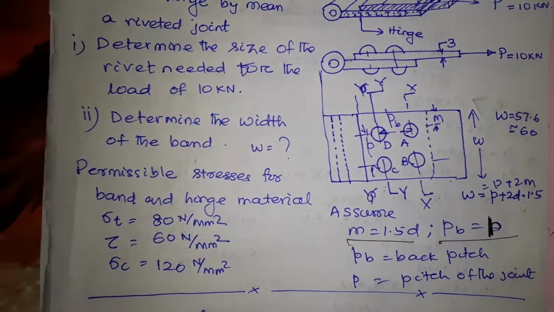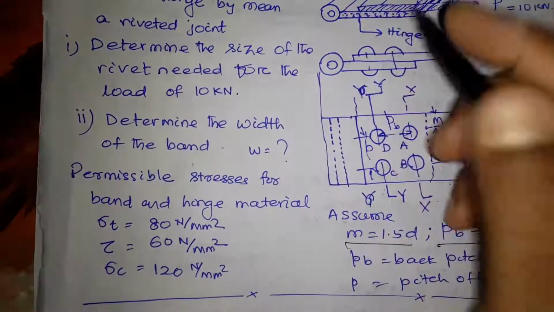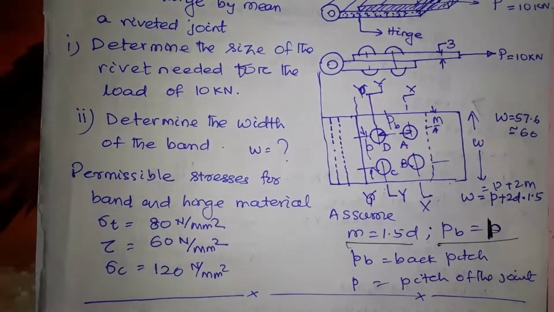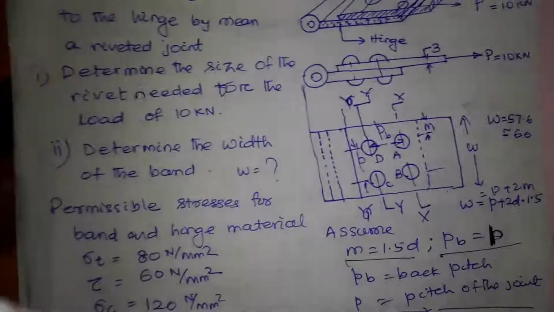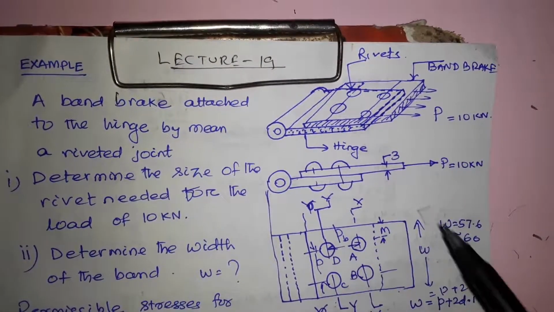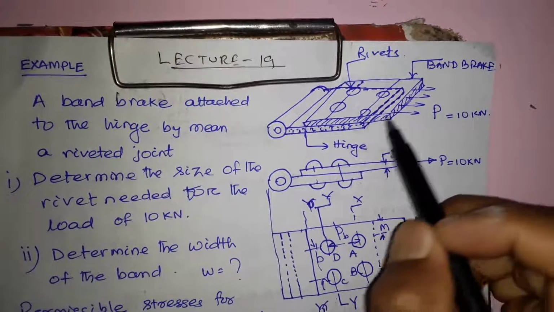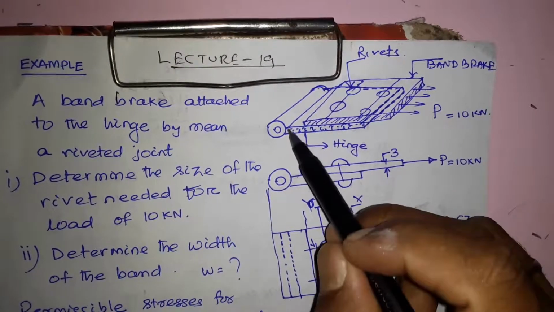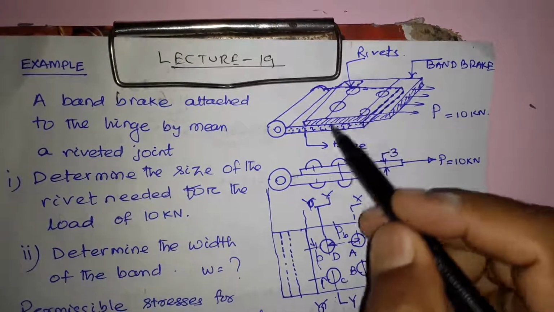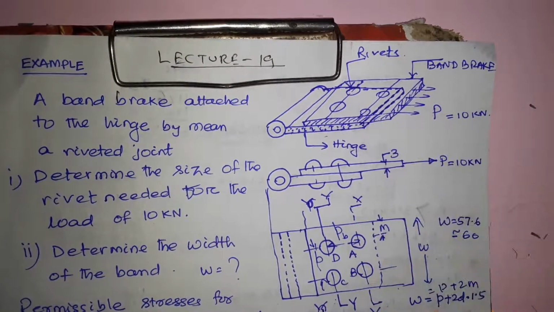So we want to have a band brake like this, as shown in this figure, and this is the three-dimensional picture of the band brake, where the top one is the band and below it there is a hinge, and the top one and the bottom one are riveted, as shown in the figure.